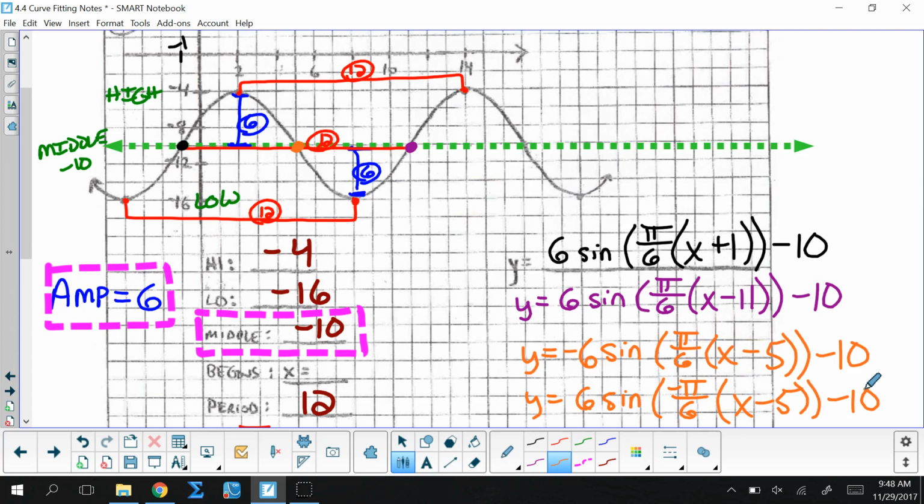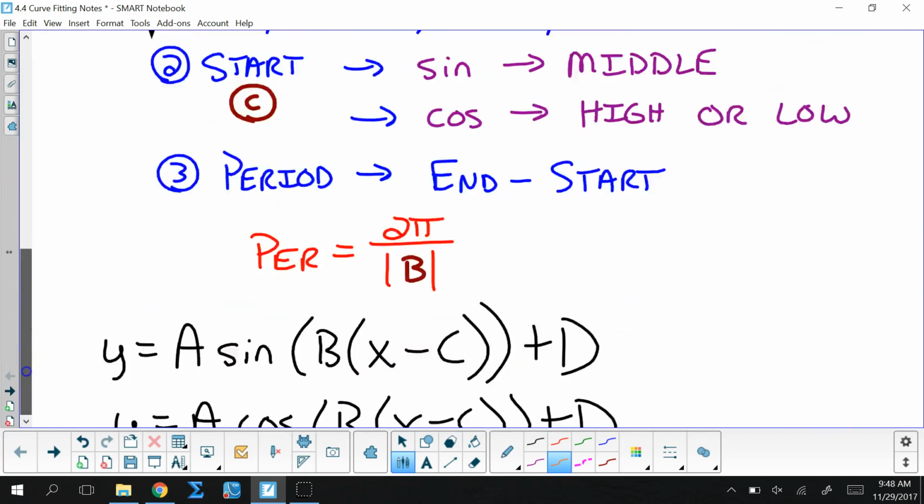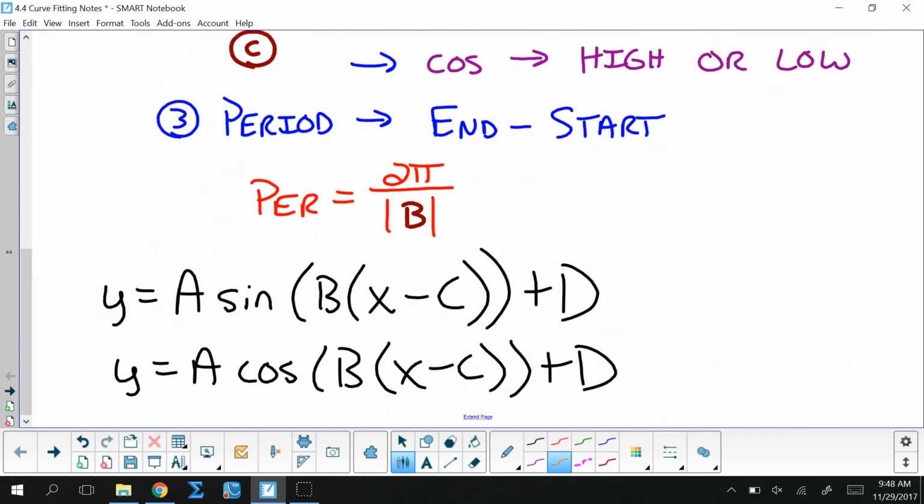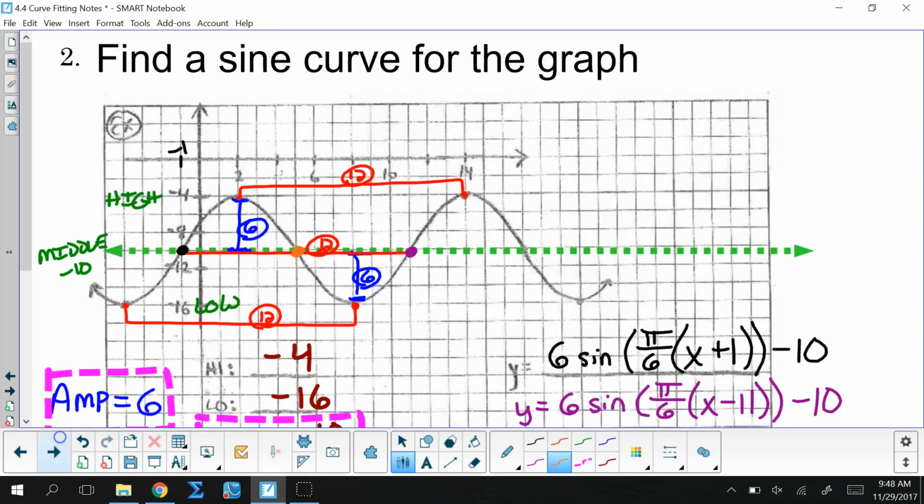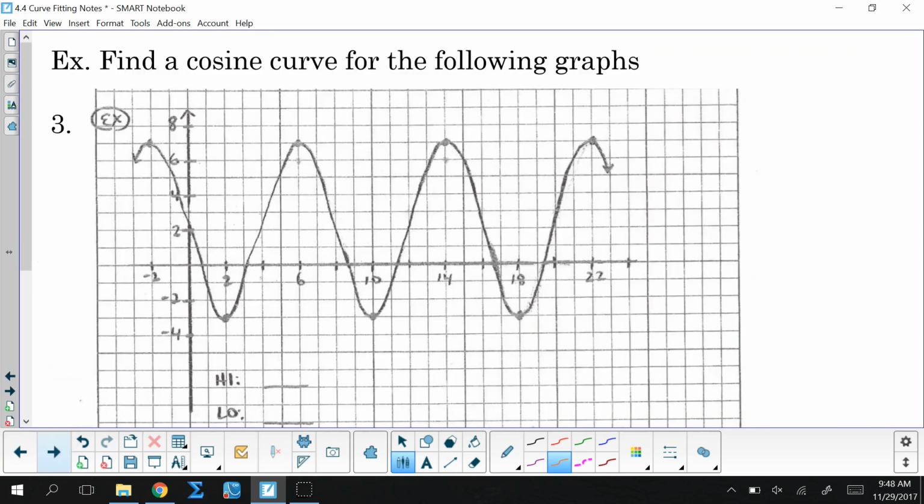For the parentheses thing, I'm so confused as to how some of them are positive and some of them are negative. Do you always start with x minus? It's x minus your start value. So if your start value is negative, then it's x plus. Because it's always minus c. It's always minus c. Okay?